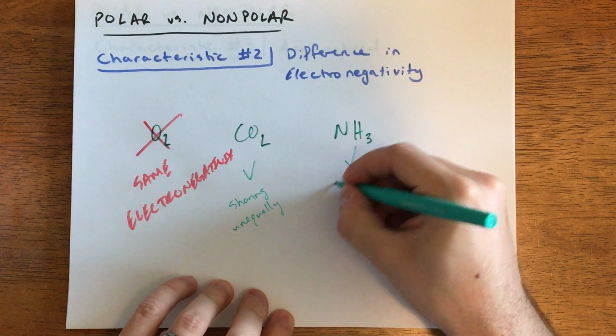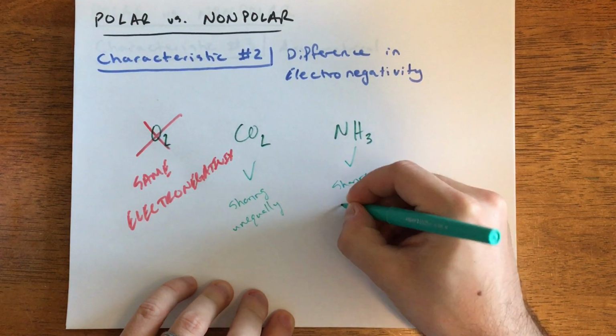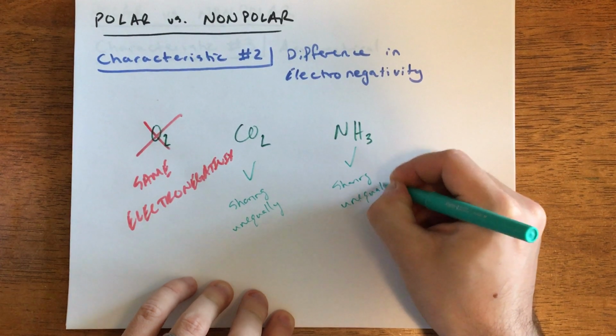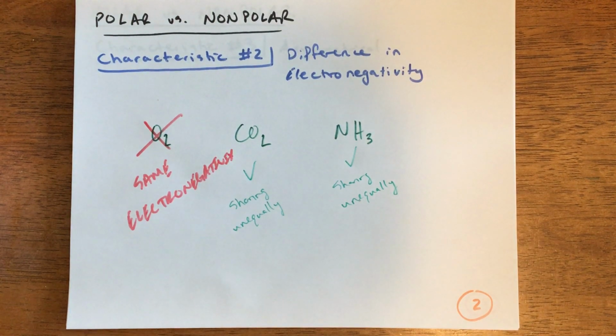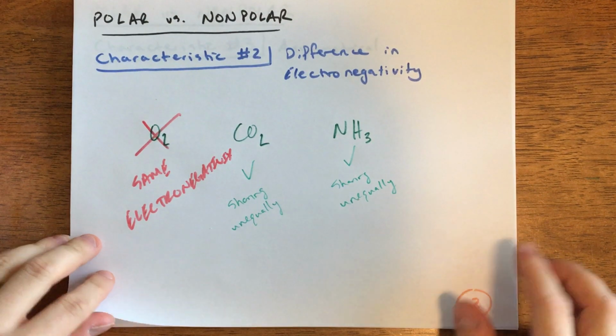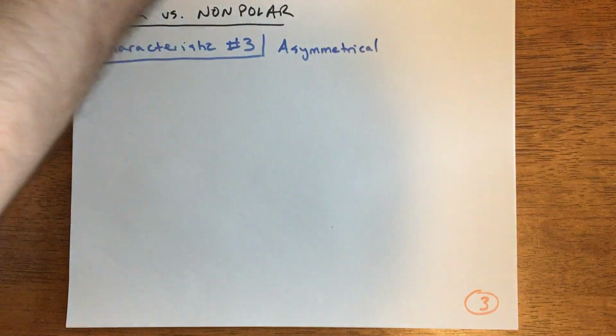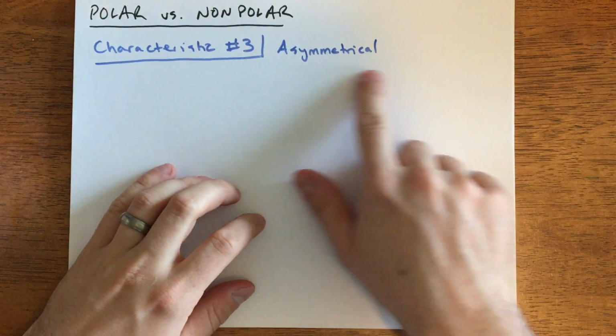And ammonia will also move on. I'm going to say it's sharing unequally. Okay, so far so good. Characteristics 1 and 2, we've eliminated half of our choices. Let's move on to the last characteristic. The last one is that it's asymmetrical.